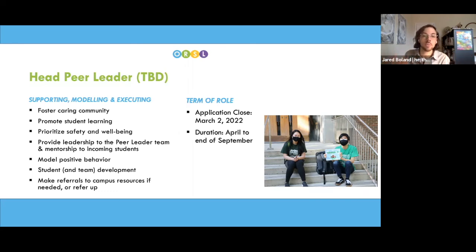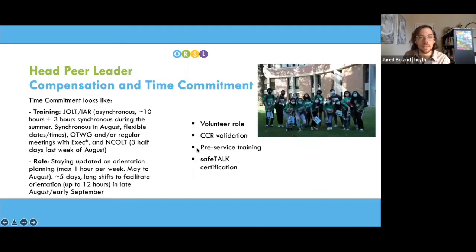And then again, similarly, as we look ahead to orientation, okay, I'm getting ahead of myself. Yeah, so staying updated on orientation planning, max an hour a week through May to August, and then that 5 days of orientation, again, that similar sort of up to 12-hour shifts. So demanding during that time, and then it sort of closes out.